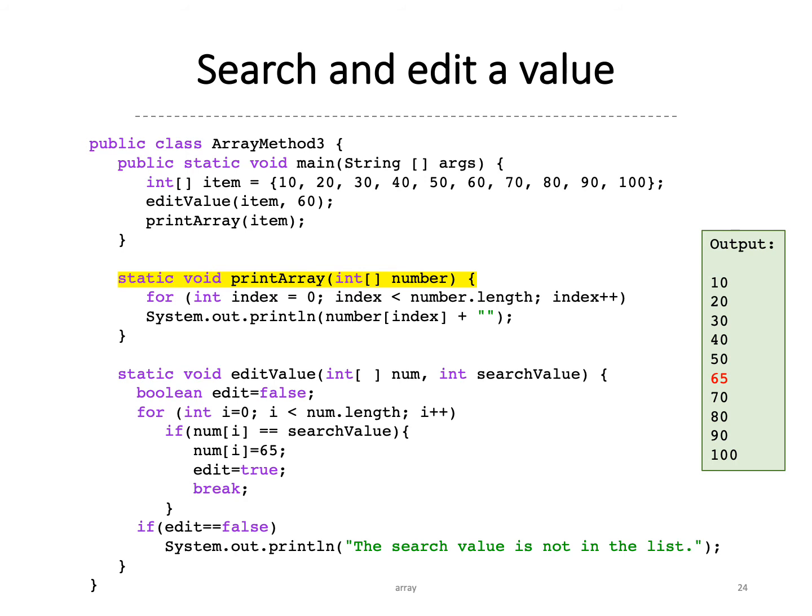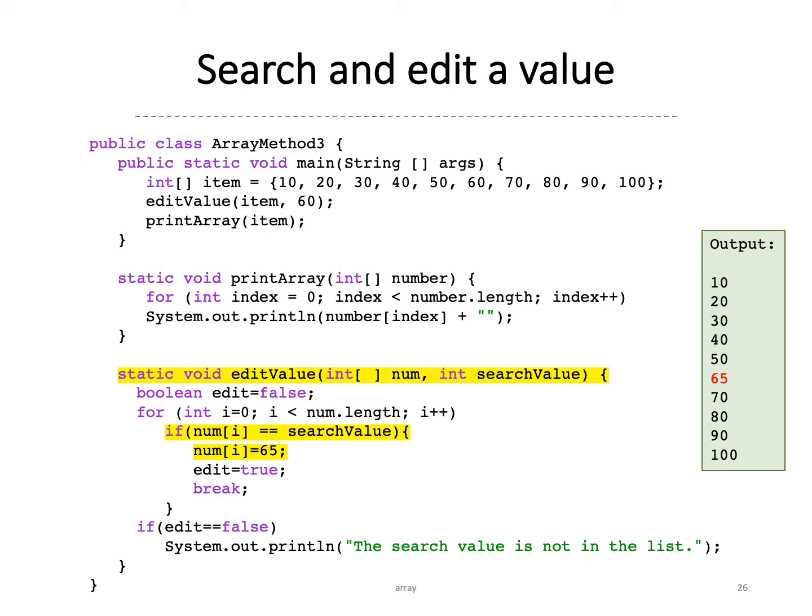We can also write the methods to search and edit a value in our array. PrintArray method here displays all the elements in the array. PrintArray has no return type, so it is void, and it takes in one parameter called number, which is an array type int. Because it does not return any value, within this method, it has the System.out.println within it, so that it can display the value of the number.